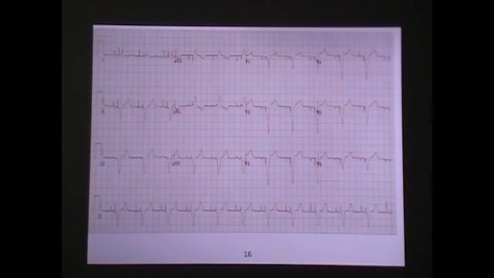What's this one? Paced. Is it ventricular paced, atrial paced, or both? Both. Okay, correct. So do you understand why it's paced? When you look down here, do you see this little line and this little line? Yeah. Okay, those are pacer spikes, internal pacer spikes.